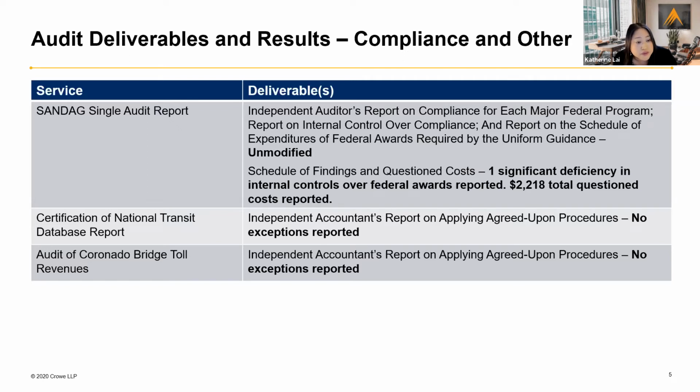Some other deliverables we were engaged to perform. There is a certification of the National Transit Database Report. It's an agreed upon procedures. And then we've also been engaged to perform an AUP over the Coronado Bridge toll revenues. And I'm happy to report there were no exceptions reported. So with that, I'm going to go ahead and turn it over to my partner, Jennifer Richards, to report on the other balance of the deliverables related to the TDA.